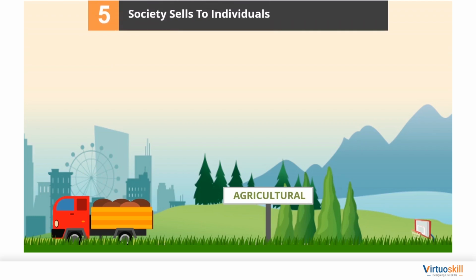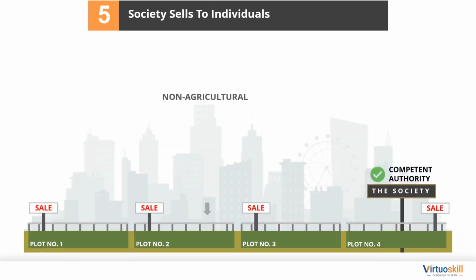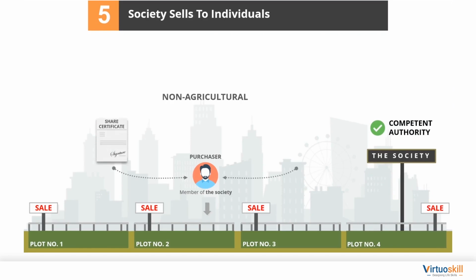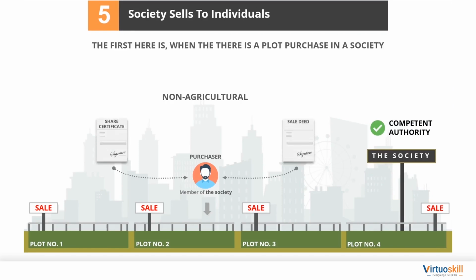The fifth is when the society sells to an individual. In this scenario, there can be a number of permutations and combinations. The first scenario is when there is a plot purchase in a society. Society acquires agricultural land and converts the land into non-agricultural use and carves out individual plots with layout approved by competent authority. Plots are sold by the society in the layout. The purchaser becomes a member of the society and the plot is allotted to the member. The share certificate is also issued to the member. The society then executes sale deed or deed of allotment for the plot in favor of the member.